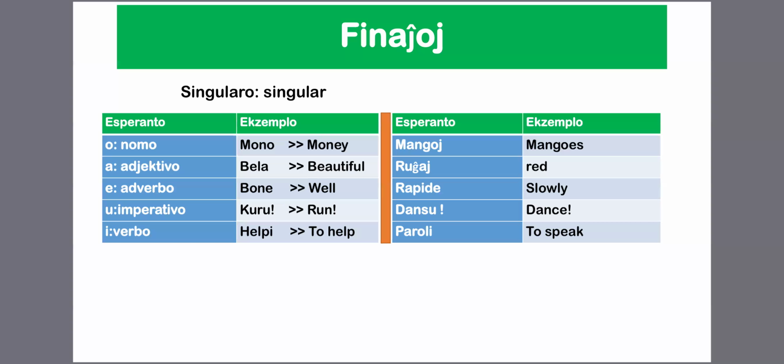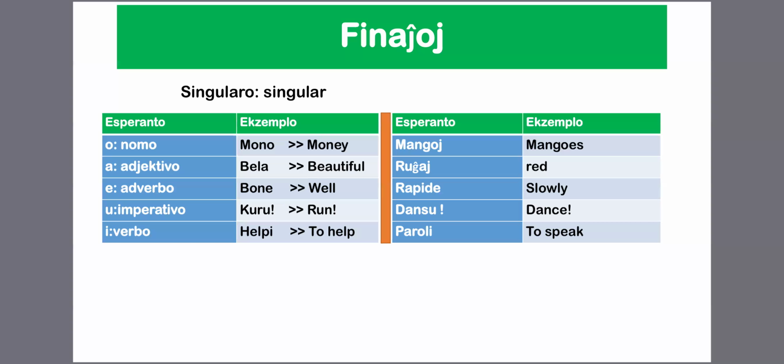And if you see a word with E in Esperanto, which is ly in English, this is an adverb. For example, I can say bone, well. Well is not an adjective. Bone, bone. If you say bone, it's an adverb. And if you see U at the end of the word, this is the imperative. That's the one we say is an obligation. You want to command something.